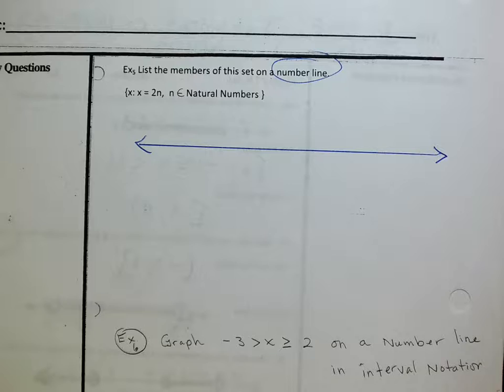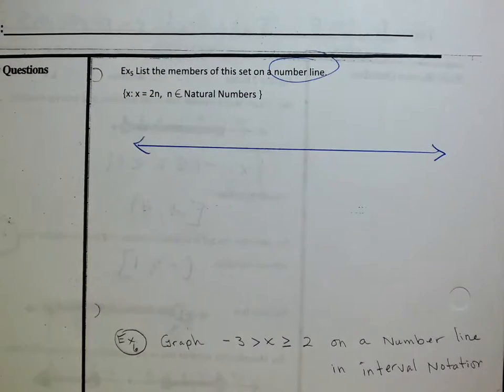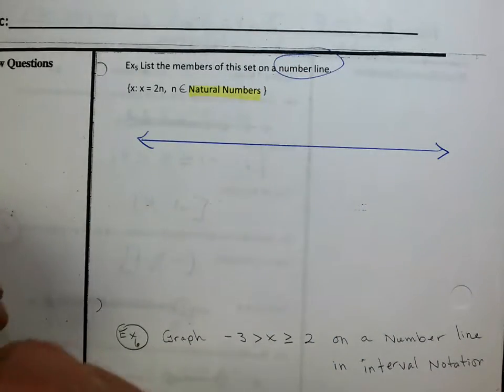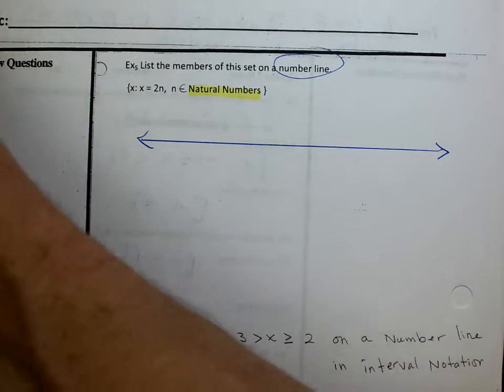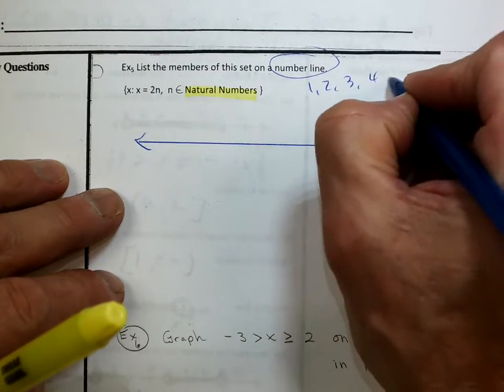Now, let's see. Natural numbers. So do you remember what our natural numbers are? Anybody remember? What are the natural numbers? Yeah, go ahead, Austin. Counting numbers. Yeah, the counting numbers. They're 1, 2, 3, 4, dot, dot, dot, okay?